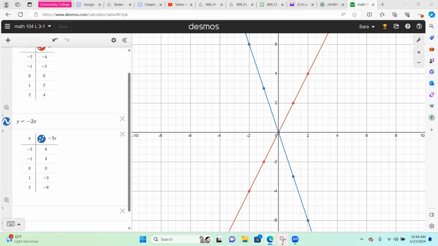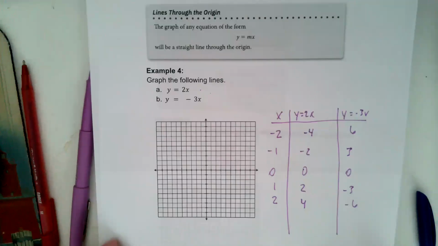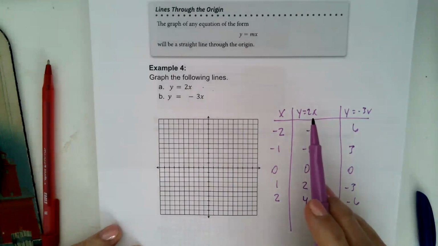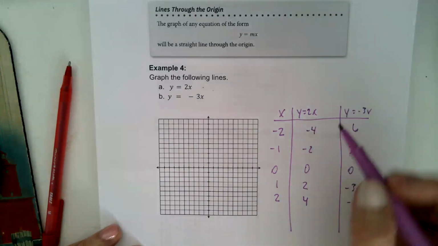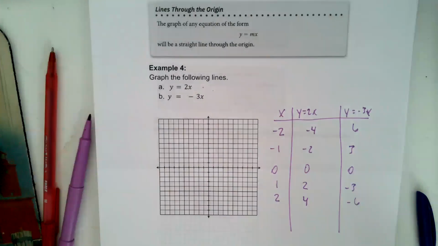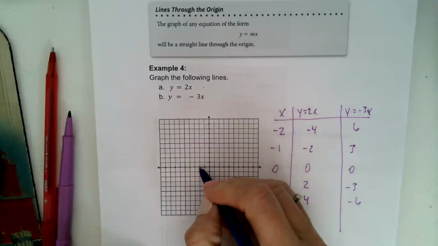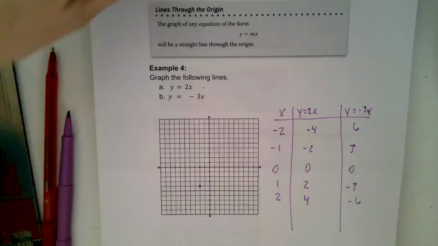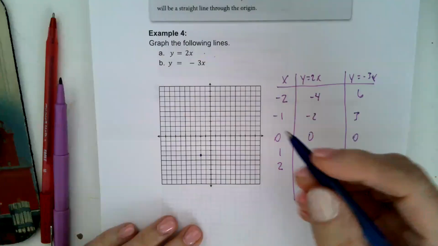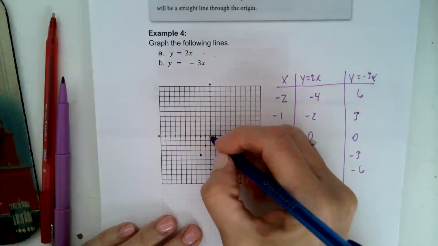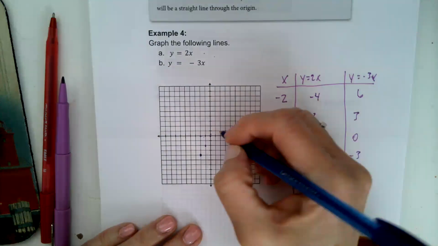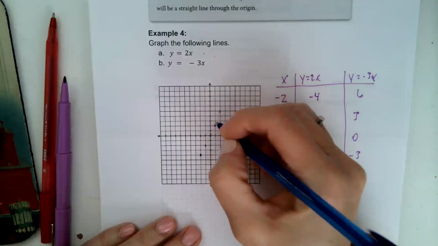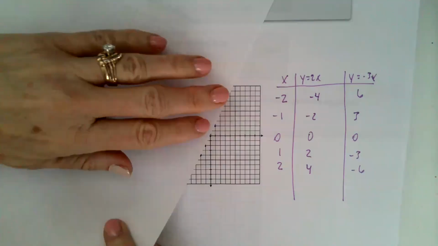Back to our paper here. I just made my table. So I put these x's in for both, and these are my outputs for the 2x equation, and this is the one for the -3x equation. So for the 2x equation, I'm at a -2 and a -4. Here's one of them. A -1 and -2, and it goes through 0, 0, and then +1 and +2 and +2 and +4. There is that line.